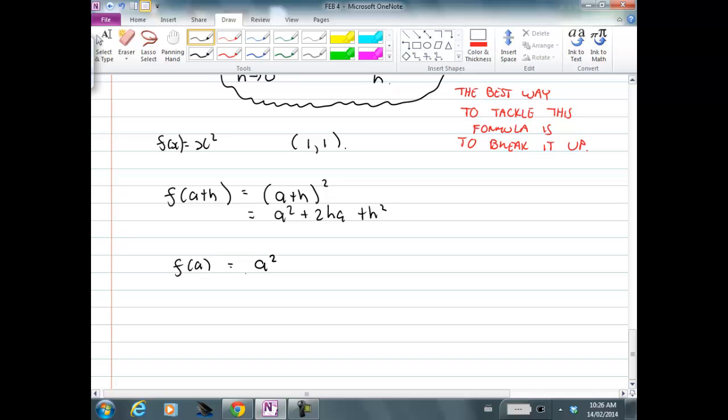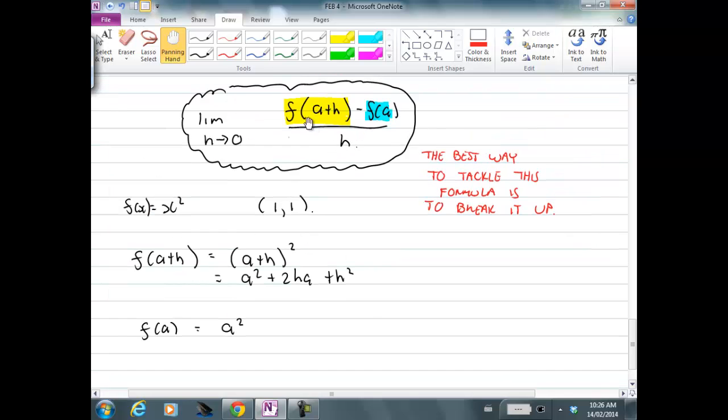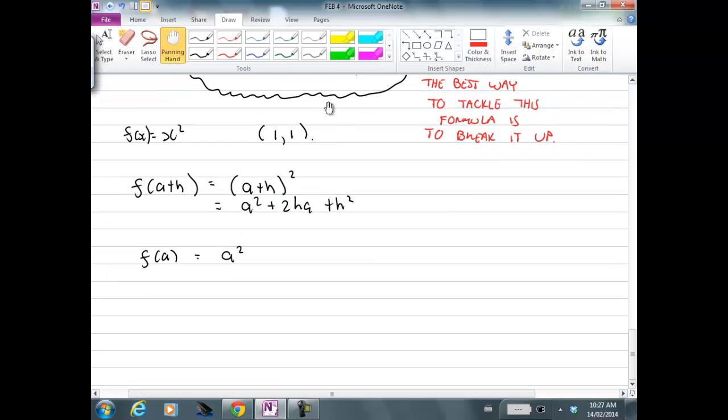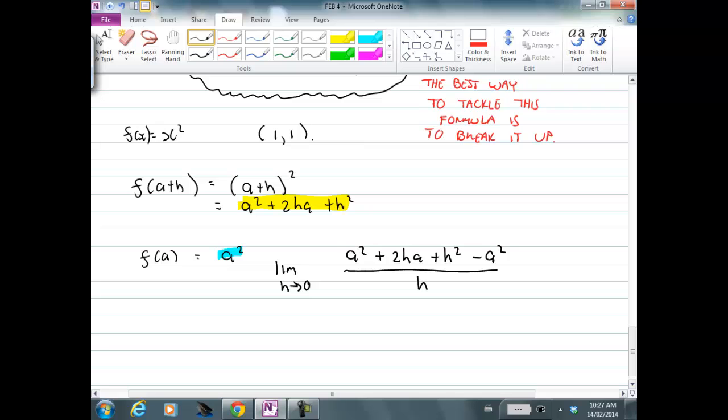Now, we're going to put everything together. F of a plus h minus f of a. So what the question is really asking is, I take this part right here, I minus this. So let's do this right now. So it'll be a squared plus 2ha plus h squared minus a squared over h, as limit as h approaches 0. Simplify and solve for me, please. Go. I'm going to pause it, let you have a crack at it.